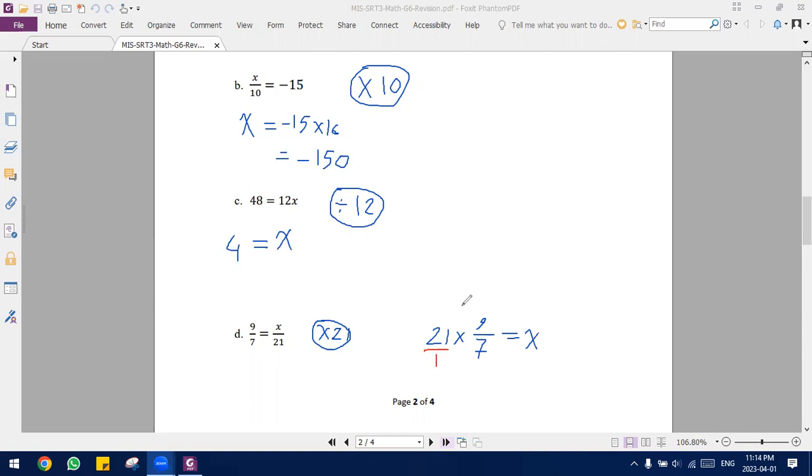Now let me do cancellation. 21 and 7, both of them can be divided by 7. So 7 divided by 7 is 1. 21 divided by 7 is 3. So I simplify it. Now I have 3 times 9. Let me write the answer here. 3 times 9 is 27. And then over, I have 1 times 1, which is 1. But we know that over 1 is the same value. So x equals 27.